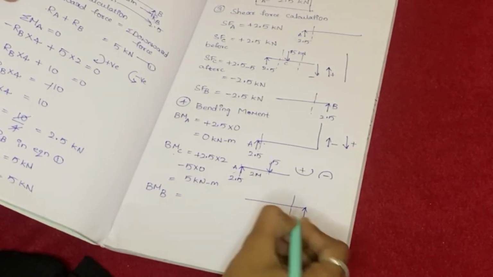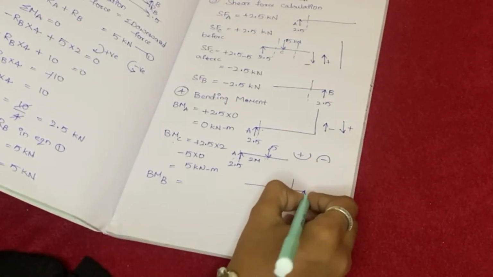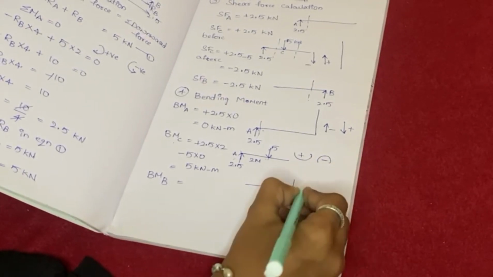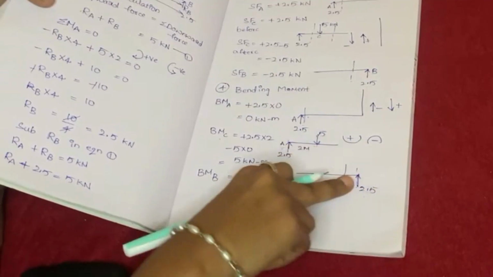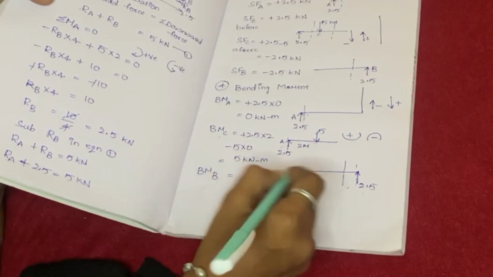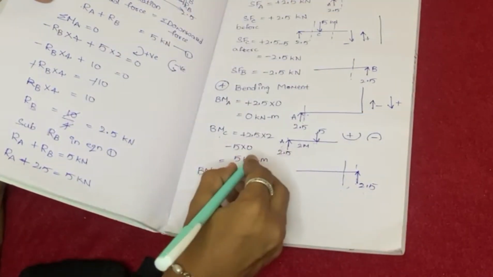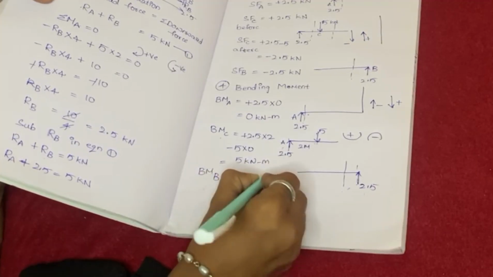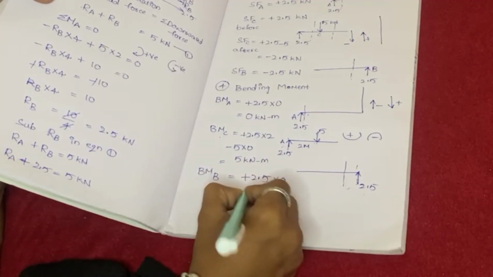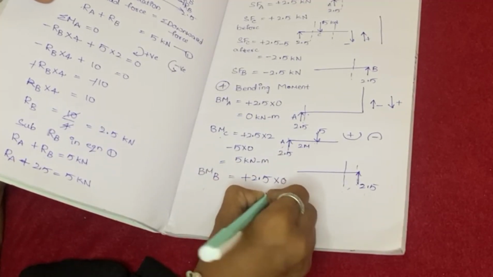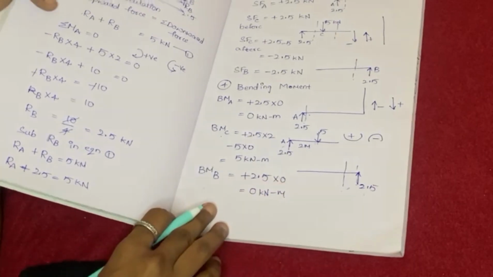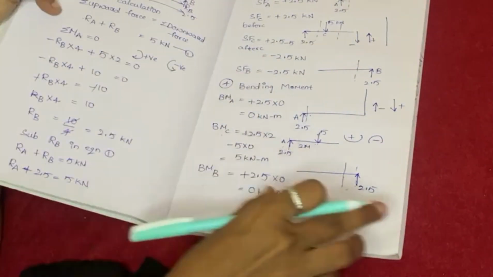Next, bending moment about B. I am taking the section here. The reaction at B is 2.5. At that section only I am calculating bending moment. So, it is sagging moment, plus 2.5 into 0 is equal to 0 kilonewton meter. We have calculated shear force and bending moment.